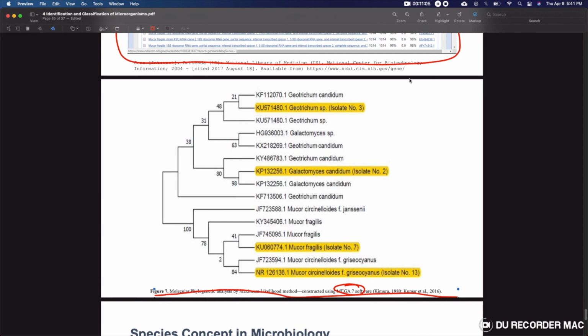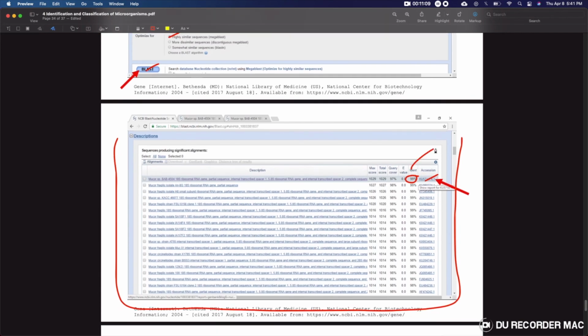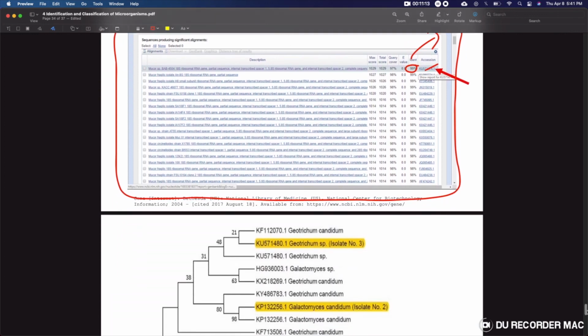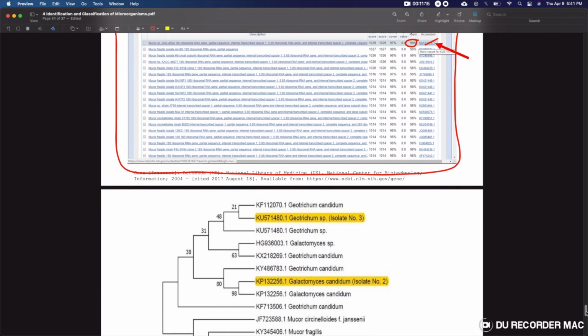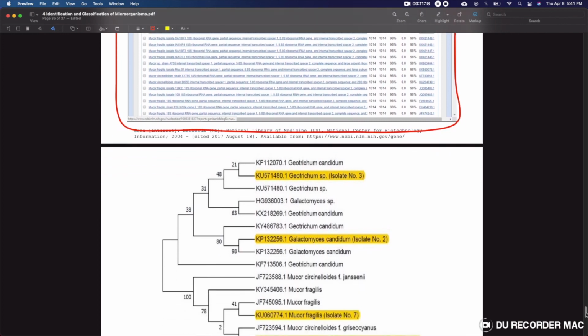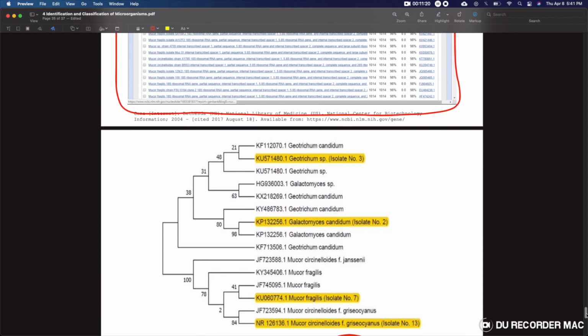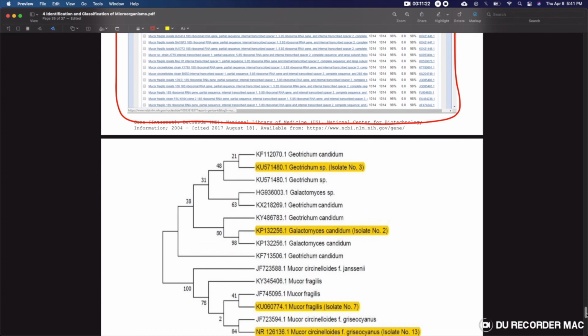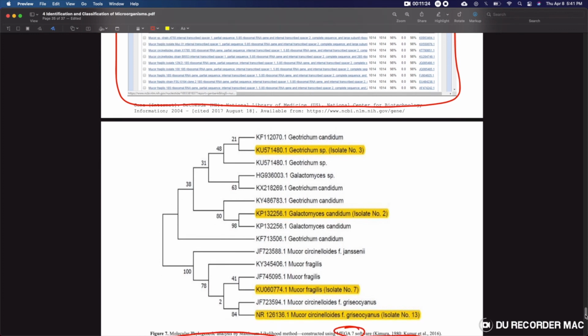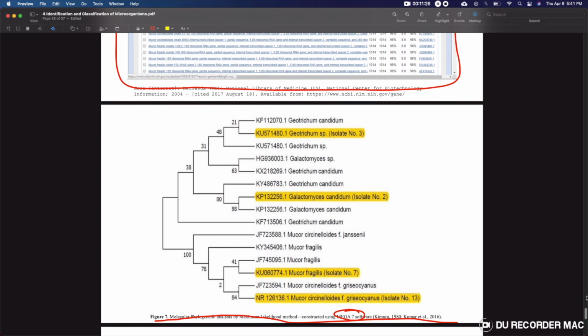Again, the important thing to note here is the percent identity. You need to look at the percent identity. You need to have a high percent identity. You need to have at least 97 and above percent identity for you to conclude that it is the same organism as your sequence from the database. And for the phylogenetic tree construction, you need to look at what we call the bootstrap value.